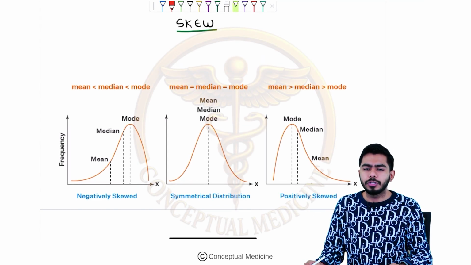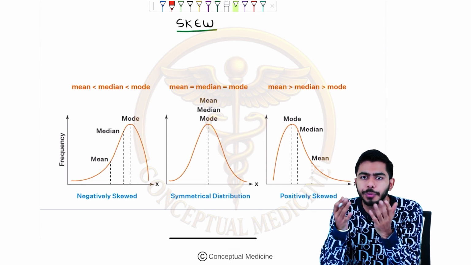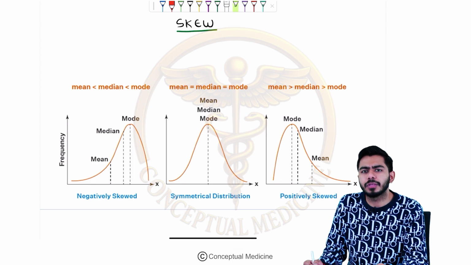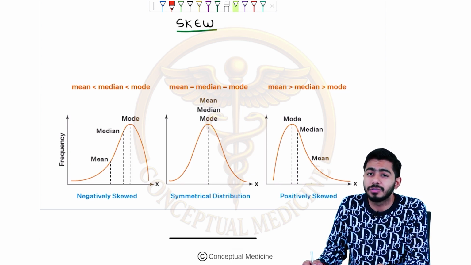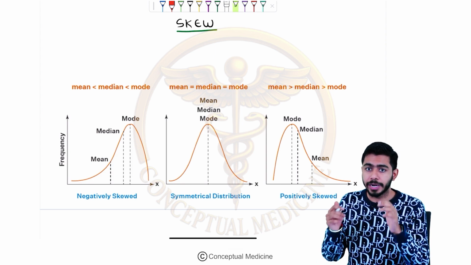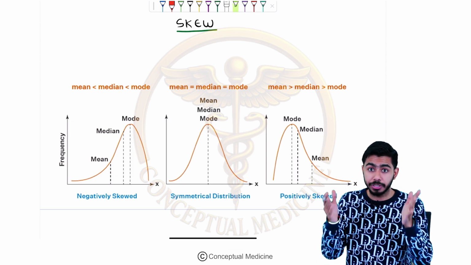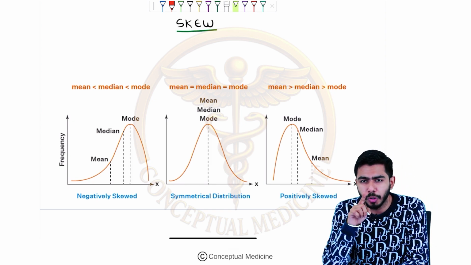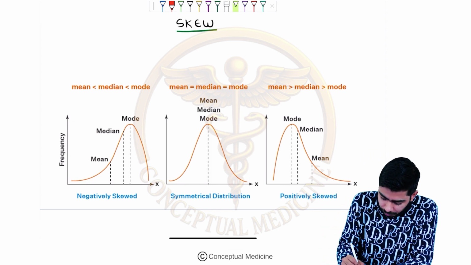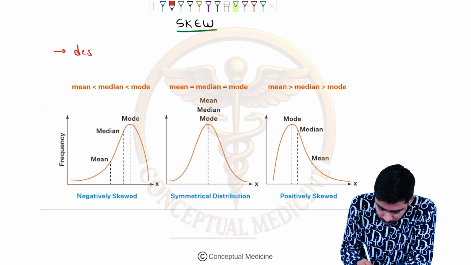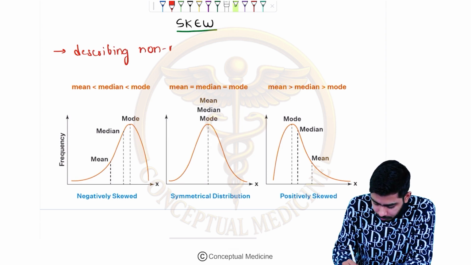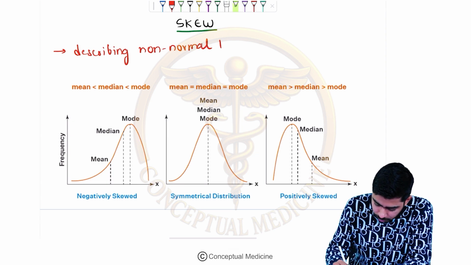So welcome back guys. In this session we shall be talking about the skew. If you remember, we have already talked about the normal distribution curve, which has a symmetrical shape. Skew describes the non-normal distribution curve. It is not normal.